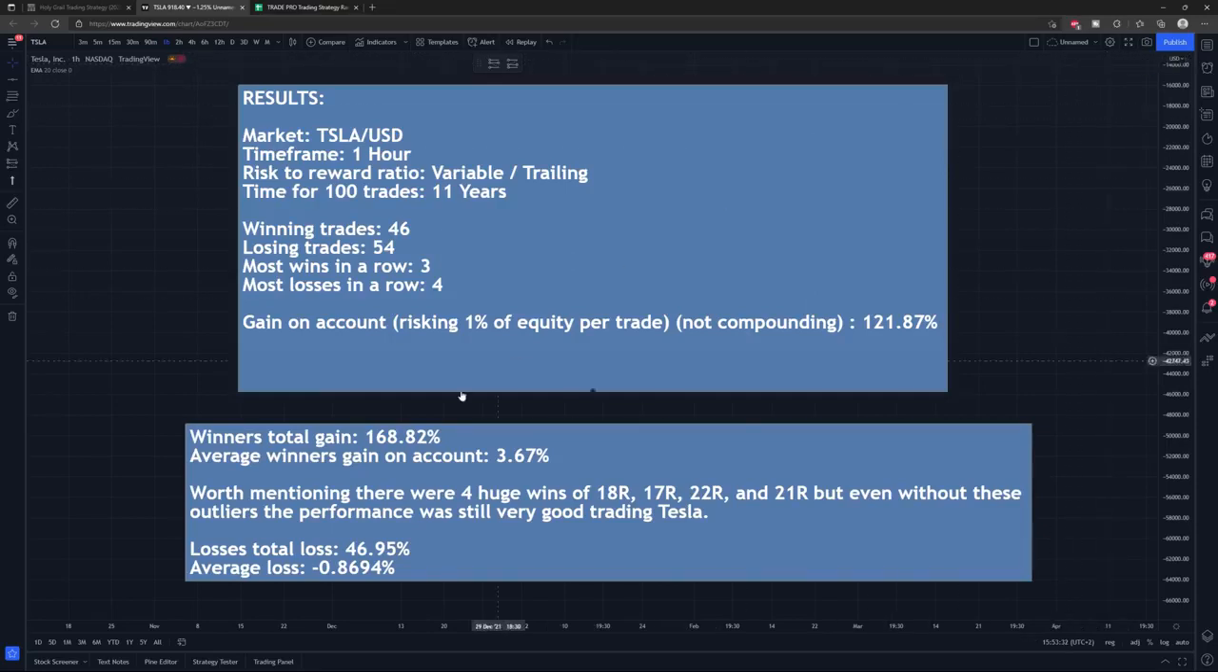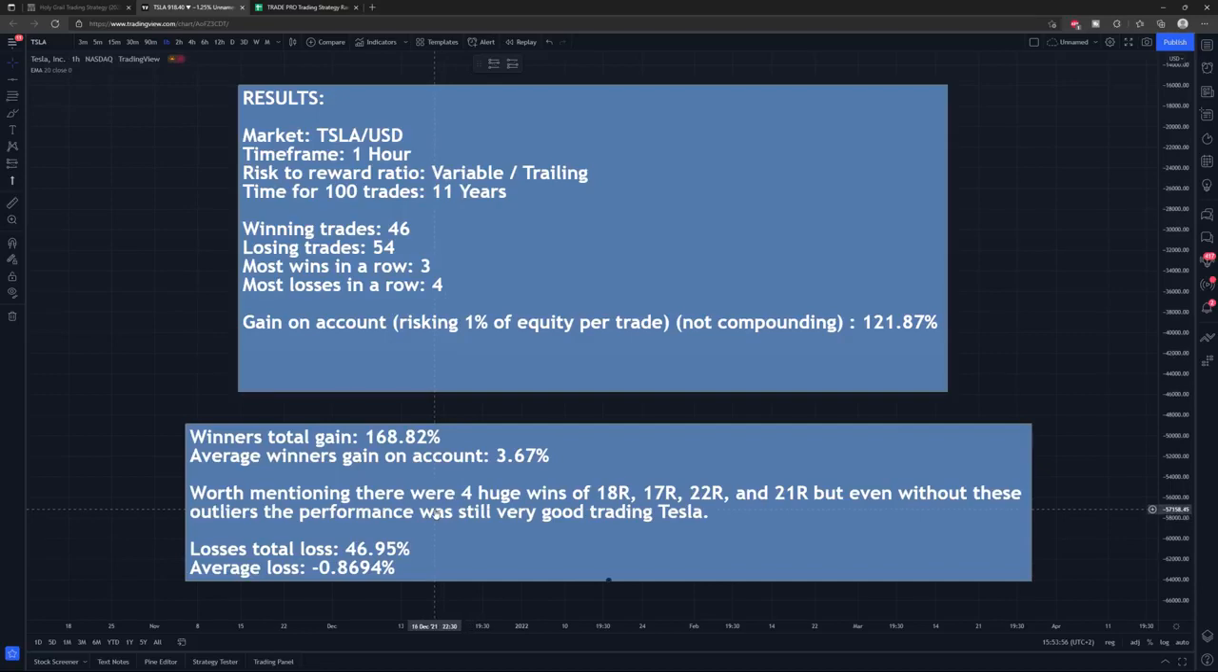So you can see the average loss was actually 0.8694%. All right. So that's why it's not minus 54% for those 54 losing trades, just because that trailing stop loss sometimes does minimize the losses. So those are the figures. Very, very good results out of this one.